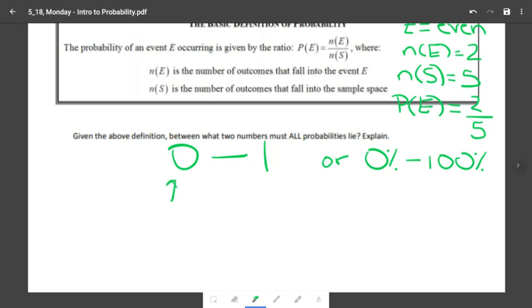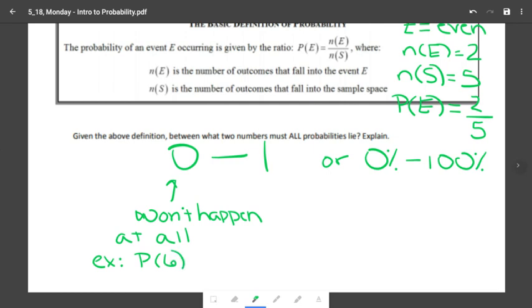So what this means, the 0 means that it won't happen at all. For example, the probability of getting a 6 on that spinner at the top of the page. That's not going to happen at all. There are 0 spaces that have a 6 in it out of the 5. And 0 divided by 5 is just 0. So this means that it will not happen at all.